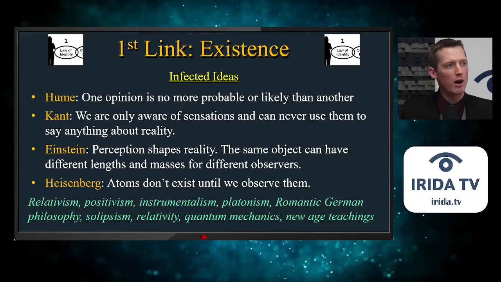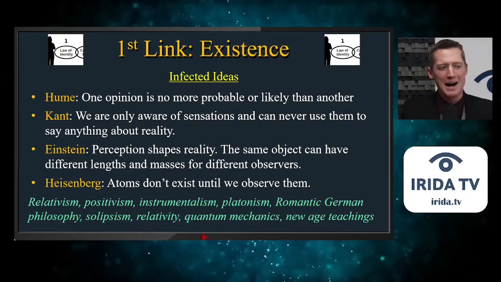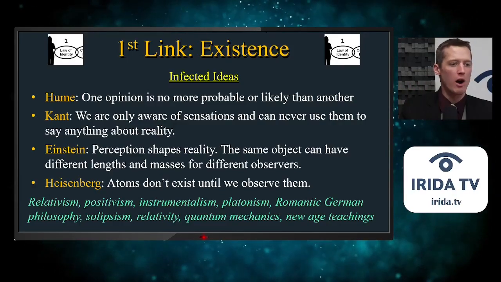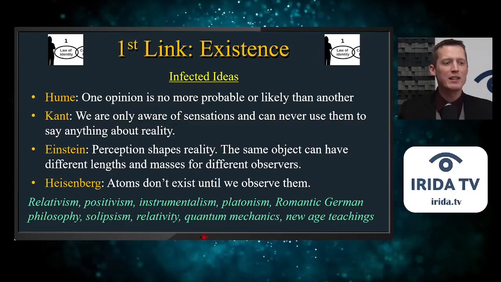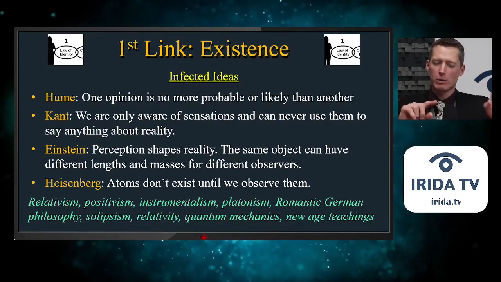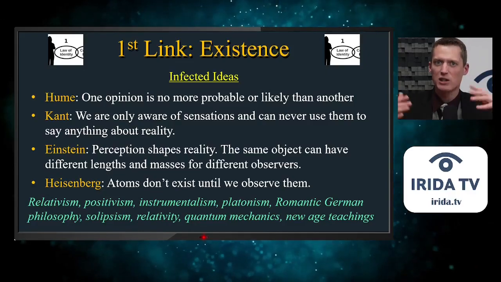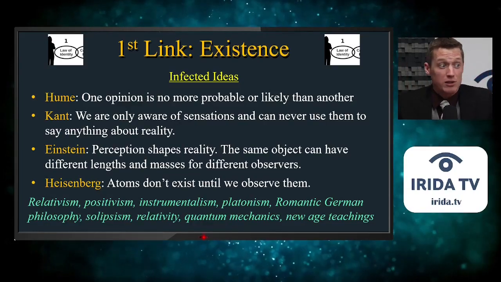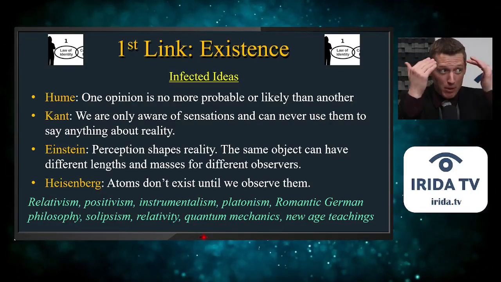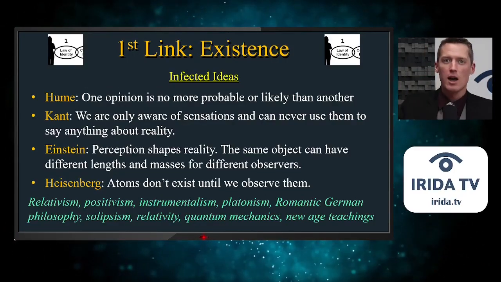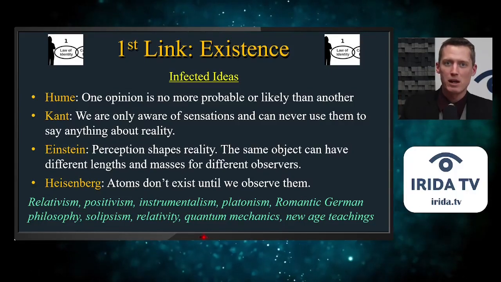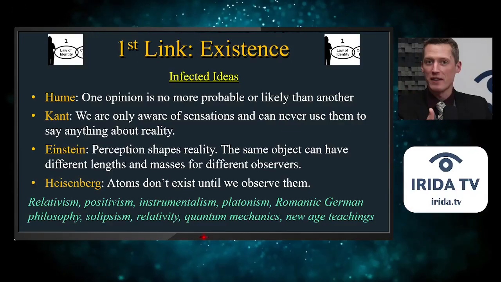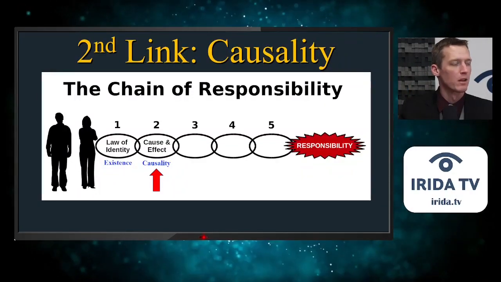Other examples of ideas that break the first link: relativism, positivism, instrumentalism, Platonism, aspects of Platonism, many aspects of romantic German philosophy, solipsism, relativity, quantum mechanics, New Age teachings. Again, with relativity and quantum mechanics, I'm not criticizing the math, I'm criticizing the interpretation. I'm not going to go into these one by one, but here's an exercise for you. Look up the definitions of these things and apply the first link to them, and you can see immediately that they are not valid ideas because they break the first link of the chain of responsibility. So anytime anybody comes to you with these ideas, you can know from the get-go that they're crap. They're bullshit.